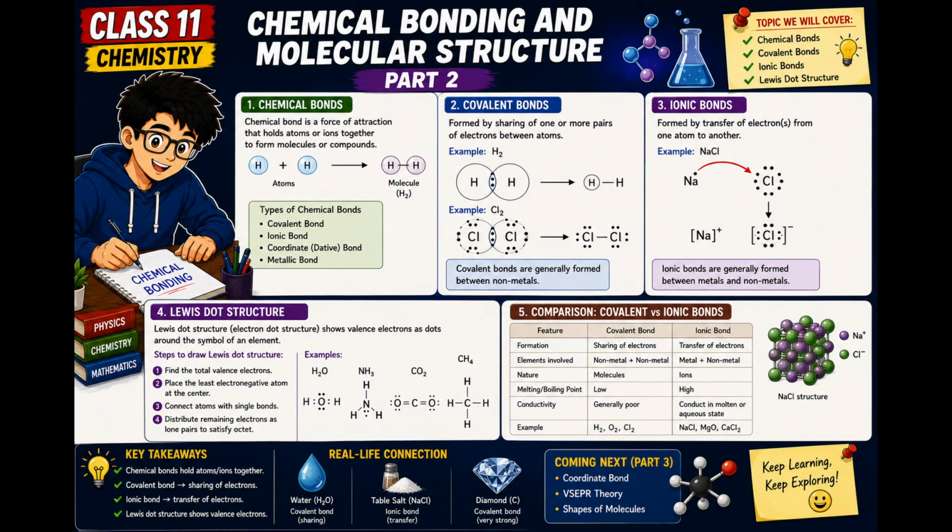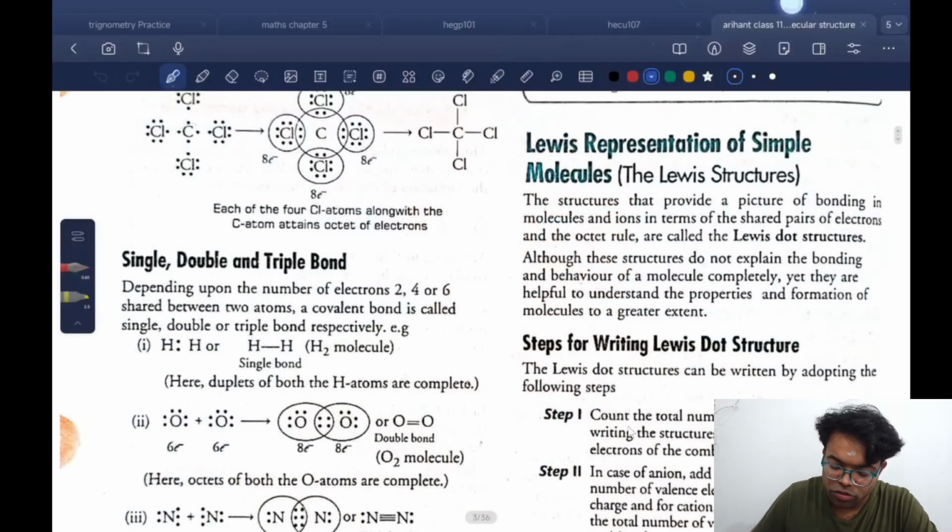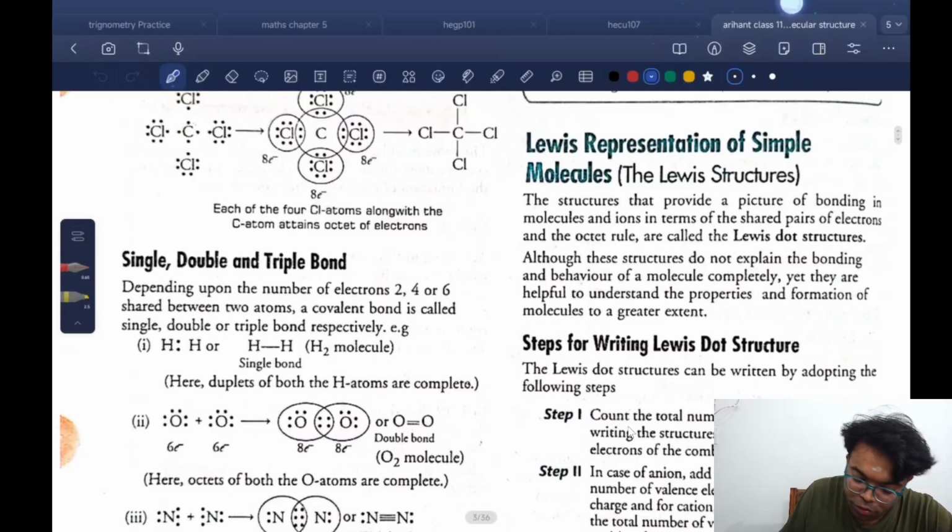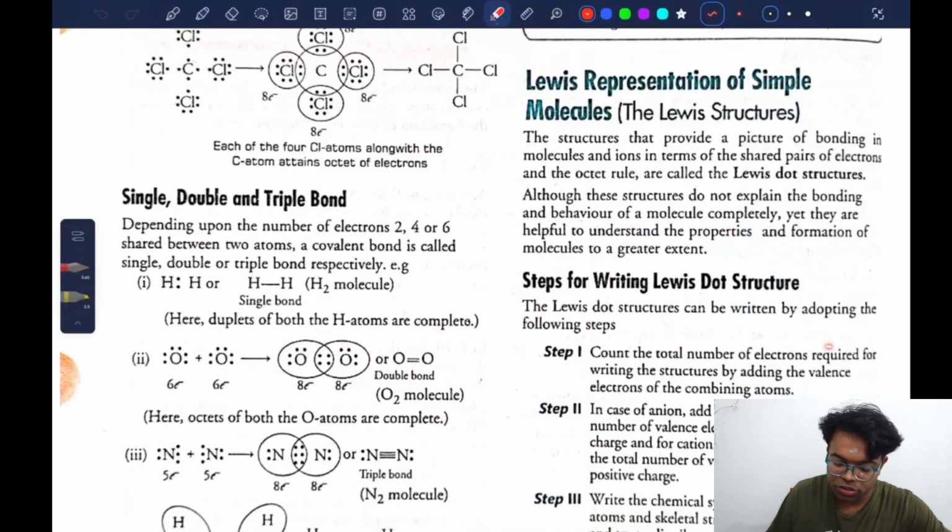Today we are going to do the second video of chemical bonding and molecular structure, the English video. In the last class, the last topic that we did, the last video, was the Lewis representation of simple molecules, the Lewis structure. So we are going to see what the structure looks like. The structure that provides a picture of bonding in molecules and ions in terms of shared pairs of electrons and the octet rule is called the Lewis structure. This whole thing becomes the Lewis structure.